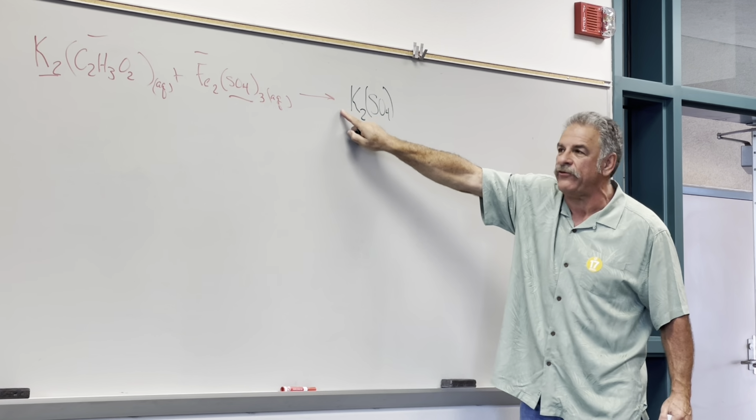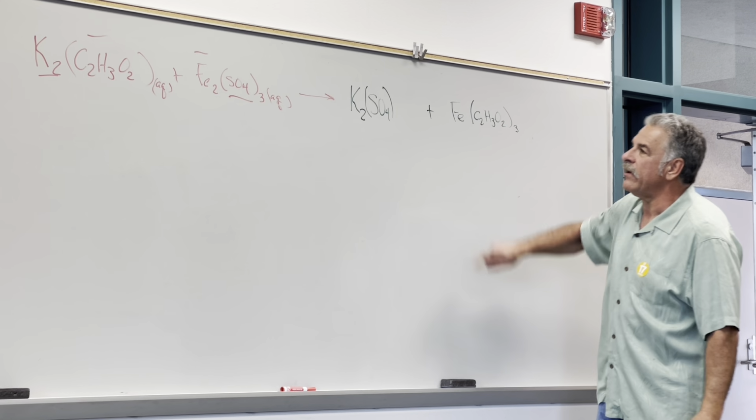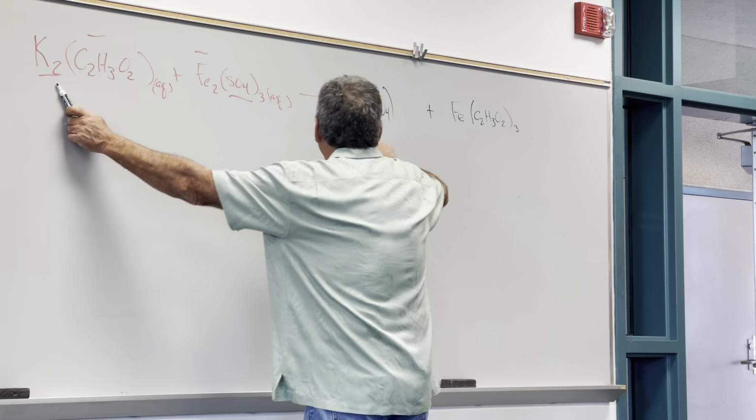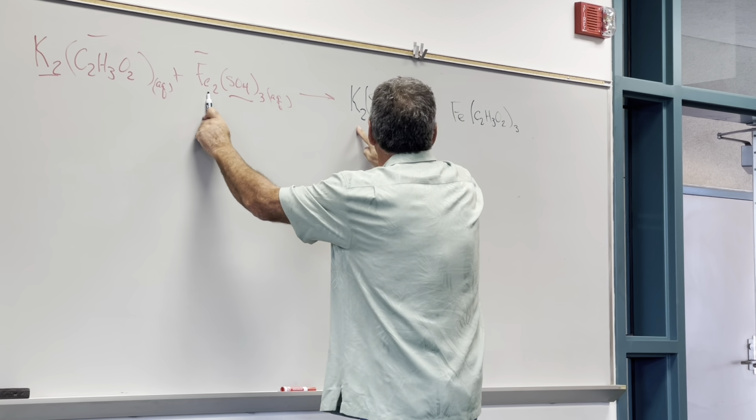So the second part then is iron acetate. Iron acetate, and this would be C2H3O2 3 times. Now we balance it. And now we have to balance, right? So we have 2 potassiums on that side, 2 potassiums on that side. That looks good. Uh-oh. 2 irons here, but only 1 iron here, so let's put a 2 here. Now we've got that right.